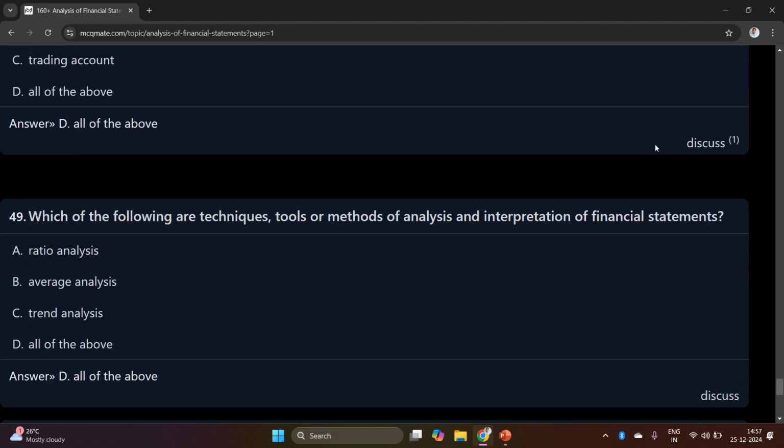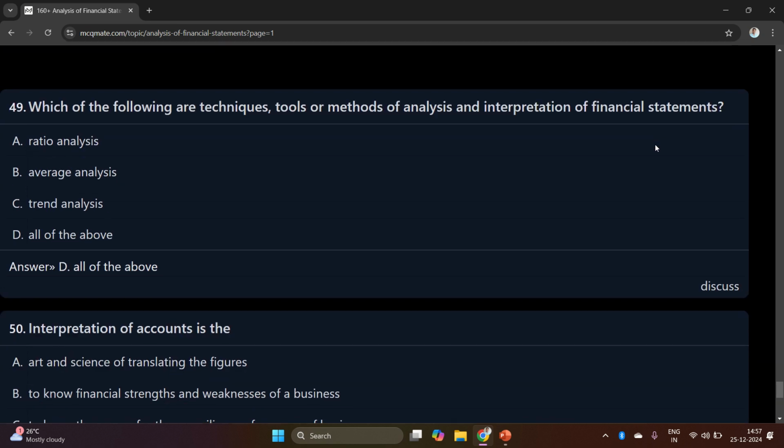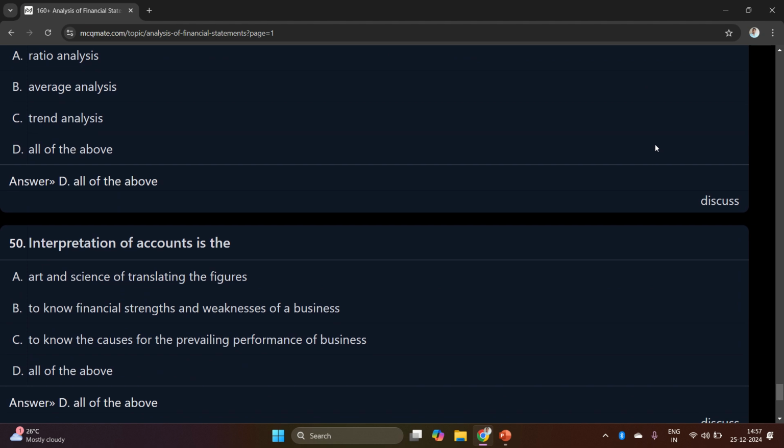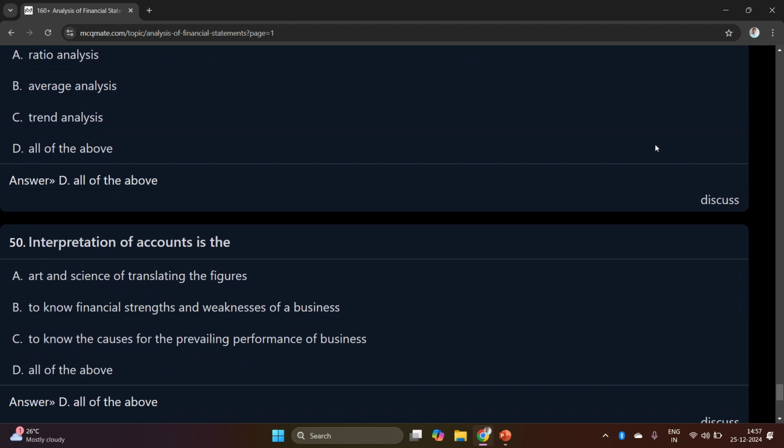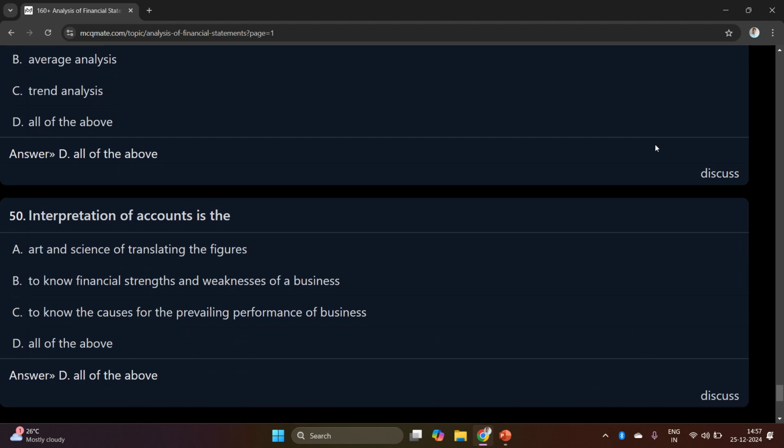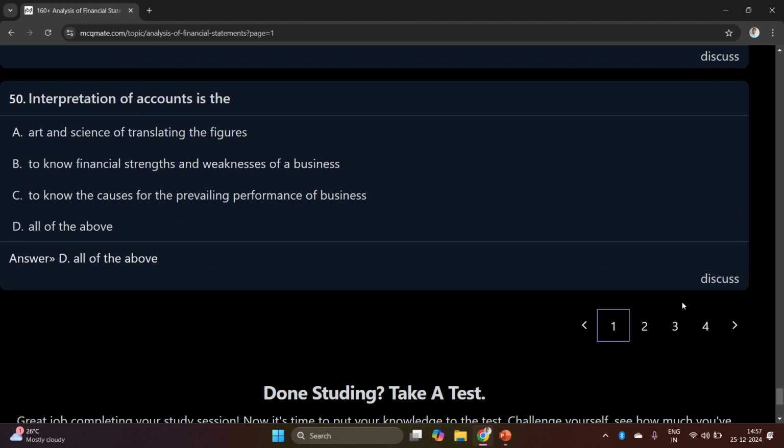Which of the following techniques are tools or methods of analysis and interpretation of financial statements? Trend analysis, ratio analysis, and average analysis, all of the above. Interpretation of accounts is the art and science of translating the figures to know financial strength and weakness, and to know the cause for the prevailing performance of the business, all of the above.